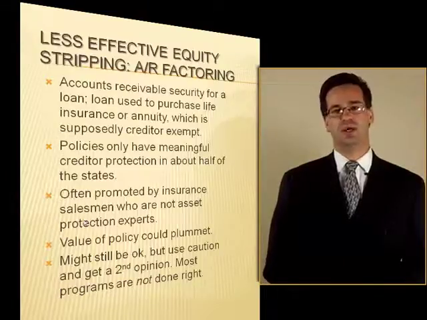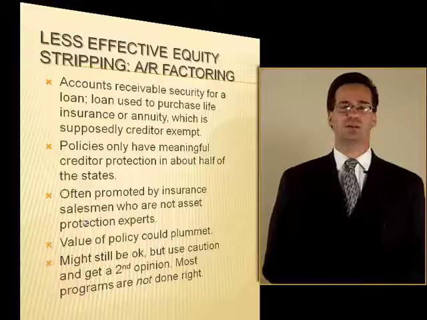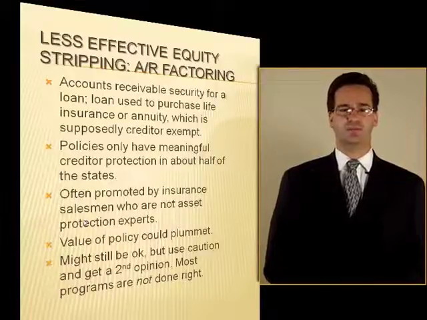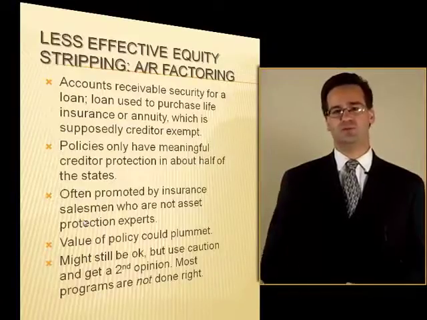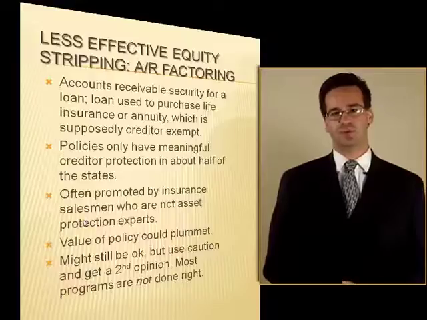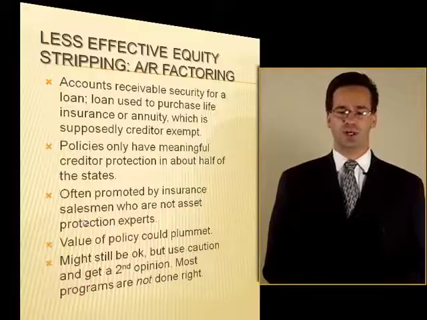And the theory goes that because annuities and life insurance are exempt from creditors under state law, then it works great because they can't attach the annuity or life insurance. There's a lien on your accounts receivable, so no one can touch your accounts receivable. Works great. Well, at least that's the claim. There are some pitfalls with that.